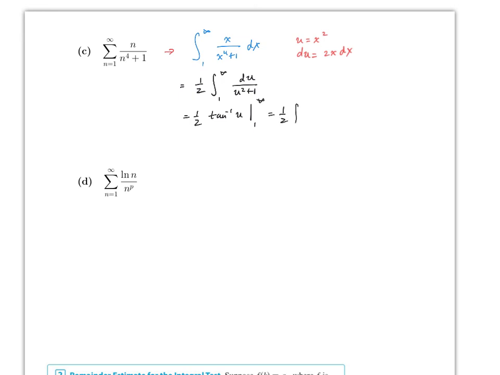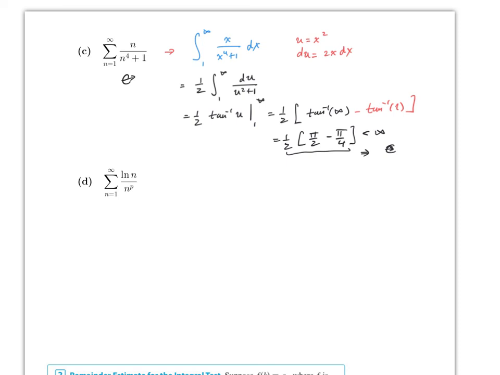So this is 1/2, and then tangent inverse of infinity, remember, is pi over 2. Also remember that all of this implies that we're using limits, and then minus tangent inverse of 1. Okay, so this is 1/2 times pi over 2 minus pi over 4, because remember tangent of pi over 4 is 1. You don't really have to compute this. All you need to know is that this is less than infinity. So that implies that it is convergent.